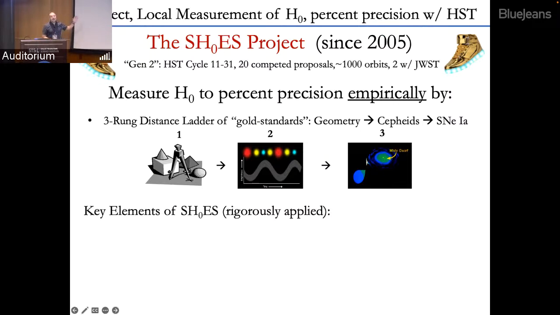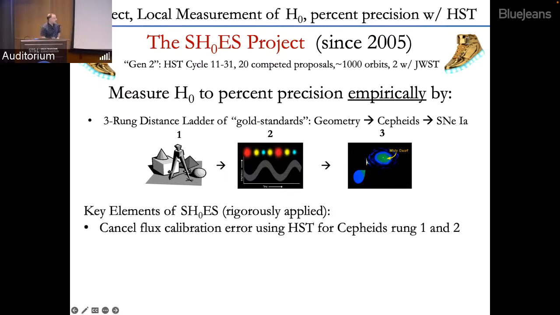I just want to mention this is not, of course, the first effort to measure the Hubble constant. There was a previous generation with the Hubble Space Telescope that successfully reached 10%. In order to reach percent level, we had to redesign the way we made these measurements, and so I want to mention a few of those key things. It's crucial to cancel flux calibration errors along the telescope by measuring, for example, Cepheid variables with the same telescope and instruments on rung 1 and 2, which we do.